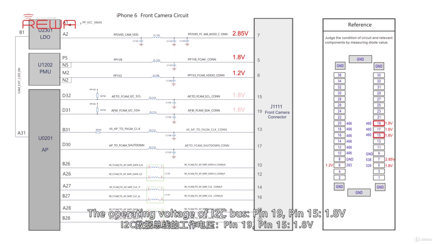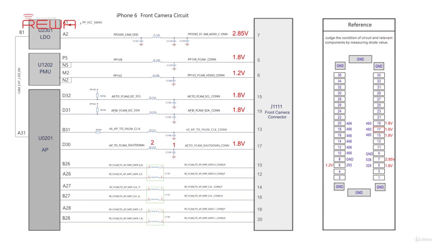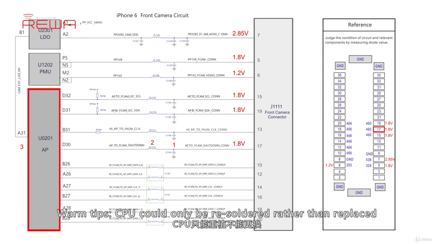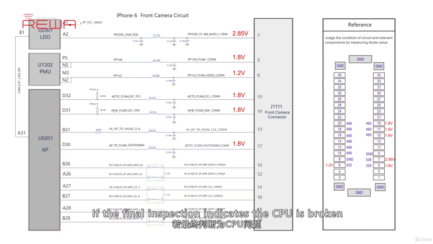The operating voltage of the I2C bus, pin 19, pin 15, 1.8 volts. The voltage of the CPU turn on shutdown signal, P17, 1.8 volts. Check relevant pins connected with the CPU, resolder or replace the dubious component. Warning tips: the CPU can only be resoldered rather than replaced, and the difficulty of resoldering is high. If the final inspection indicates the CPU is broken, please consider carefully whether to resolder it.